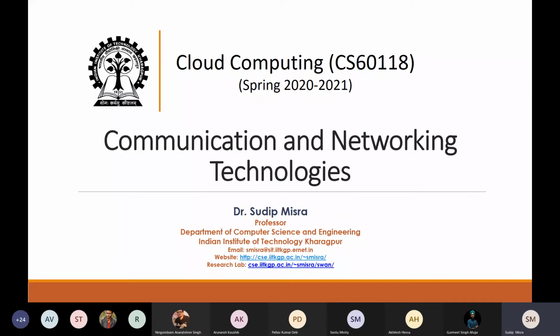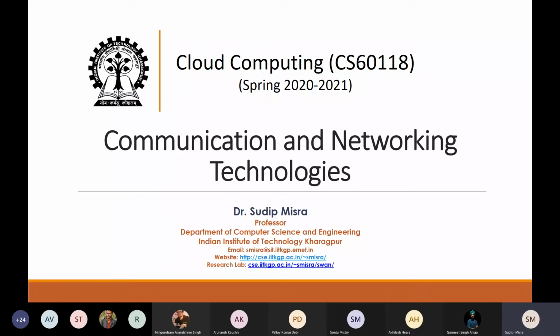IoT is good for sensing, and cloud is good for storage and processing. So if you club sensing, storage and processing together, what you have is a very powerful complex system, a powerful system of systems. So this is what IoT cloud is all about.